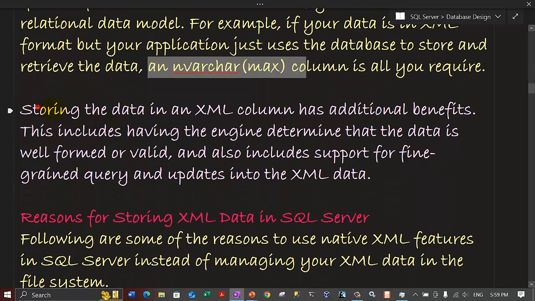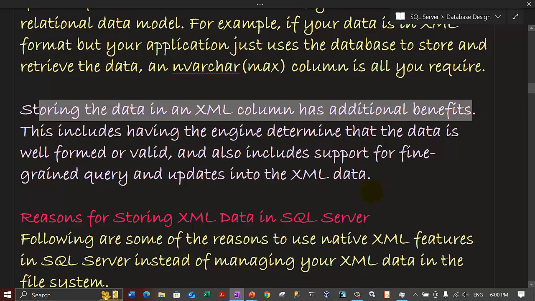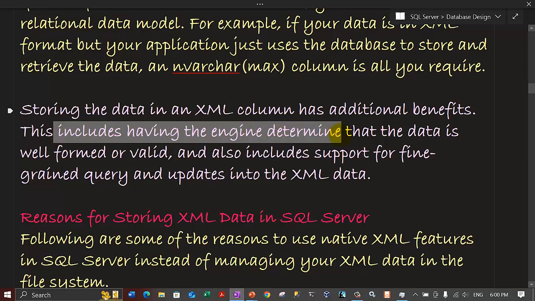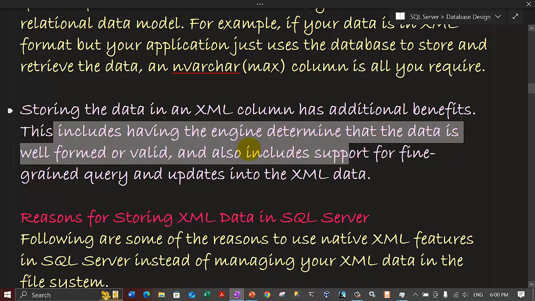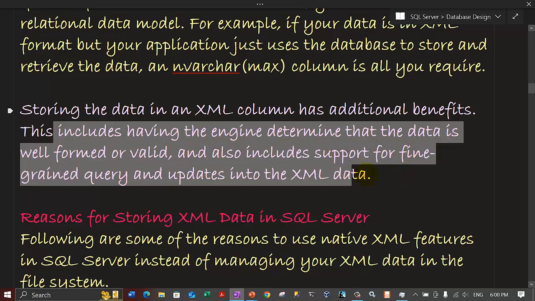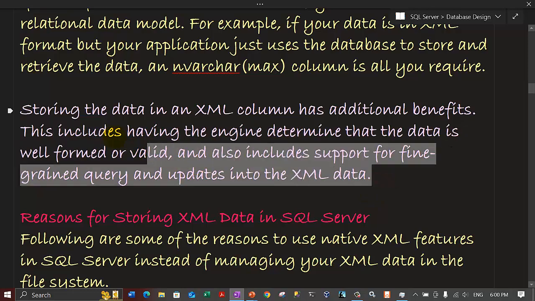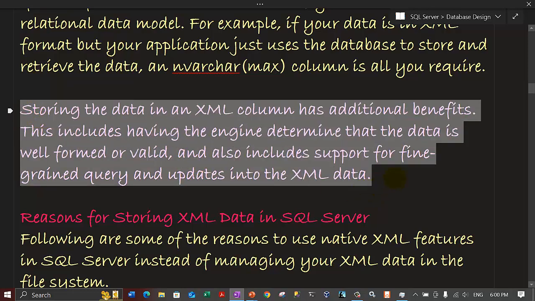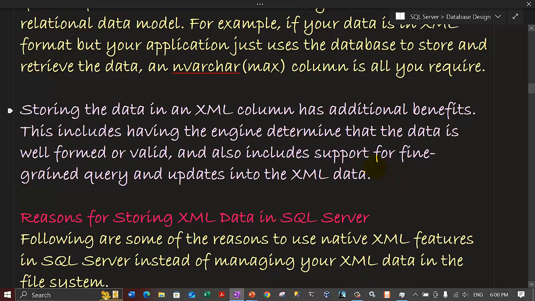Now, storing the data in the XML column has additional benefits. Here we are talking about the situation where we have defined a column of XML type. Storing data in that particular XML data type column does provide some additional benefits, and this includes having the engine determine that the data is well formed or valid, and also includes support for fine-grained query and updates to the XML data. So the XML data model has its own benefits and advantages. So in some situations we consider using the XML data type for a particular column.